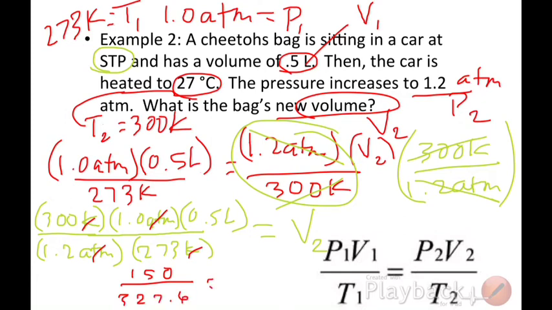So now we're going to simplify this. 150 divided by 327.6. And we got 0.46 liters is our volume 2.